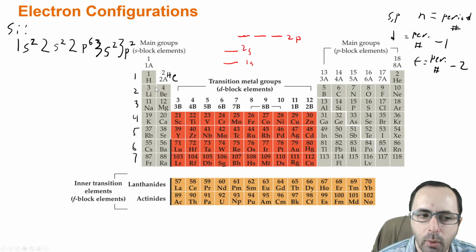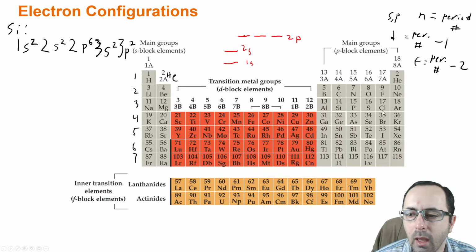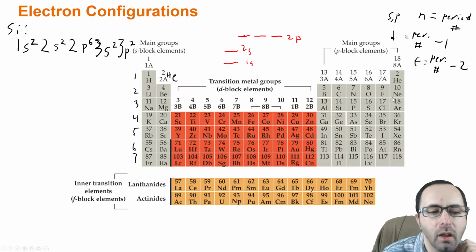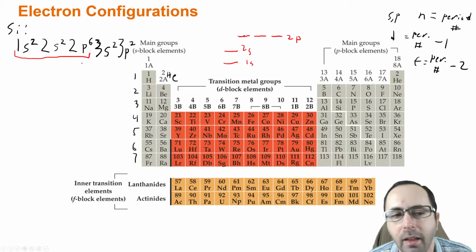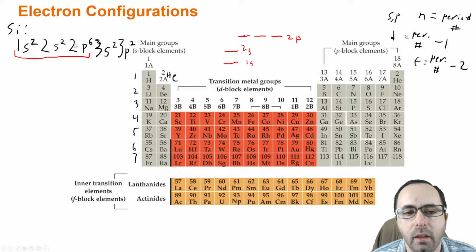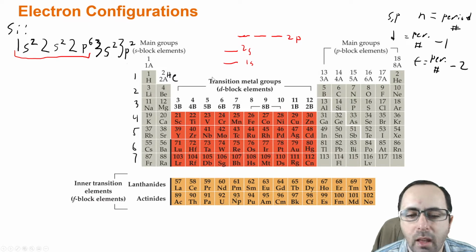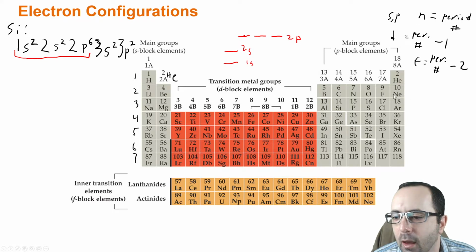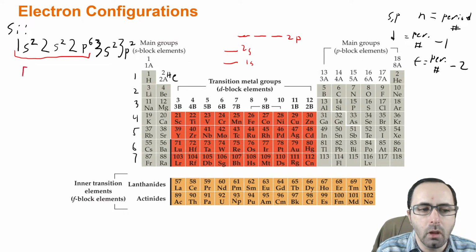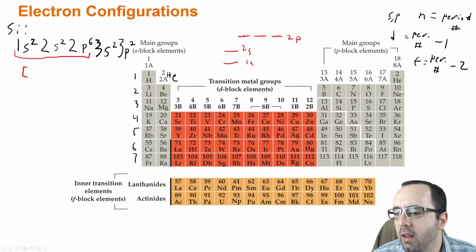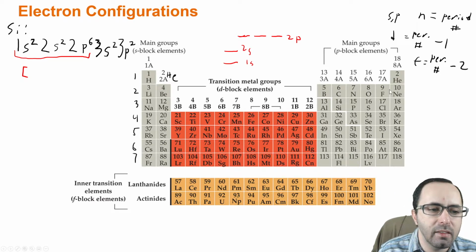Now there is a shorthand way you can do this. You can use a shorthand for all of the core electrons, as they call them. The core electrons are those that are not at the highest energy level. So they're underneath the highest energy level, which is level 3 here. To make this shortcut, you can write down in brackets the noble gas that has that electron configuration. In this case, it's neon.